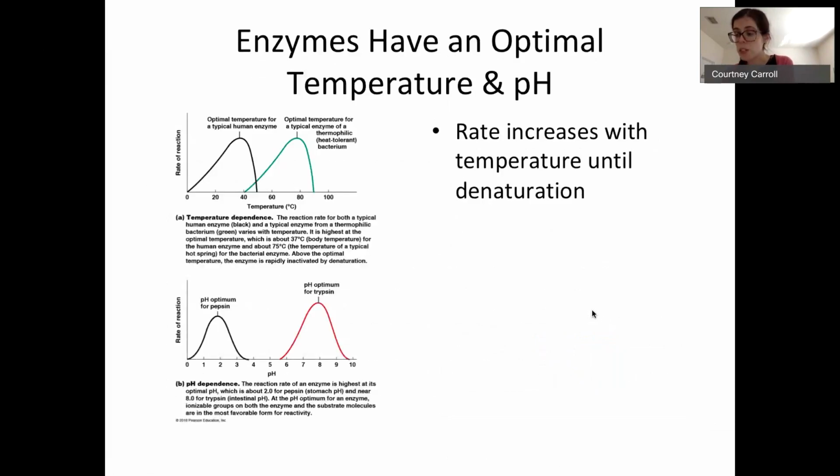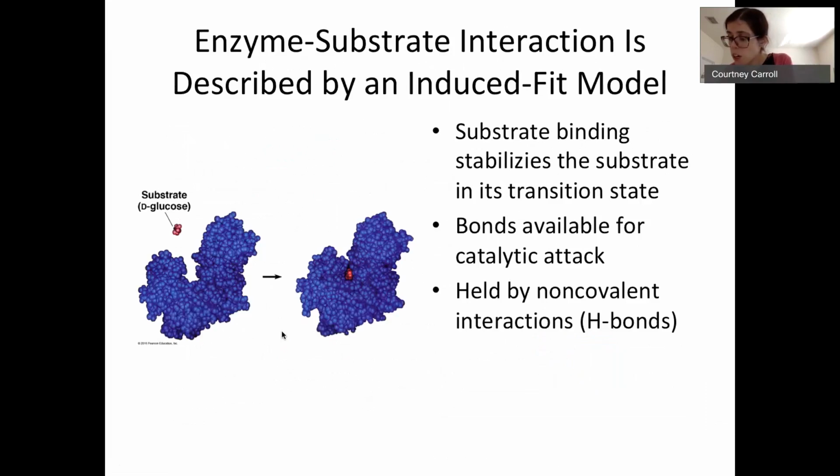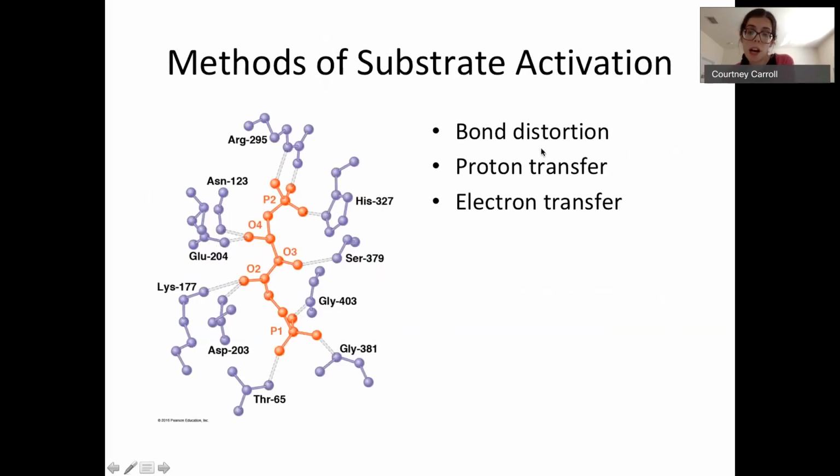Enzymes are generally proteins, and so like proteins, they have an optimal temperature range and an optimal pH range, and it varies depending on the enzyme. And enzymes work by stabilizing the transition state of a substrate in the active site of that enzyme via some non-covalent interactions. They can do things like distort bonds, transfer protons or electrons, and activate the substrate that way.